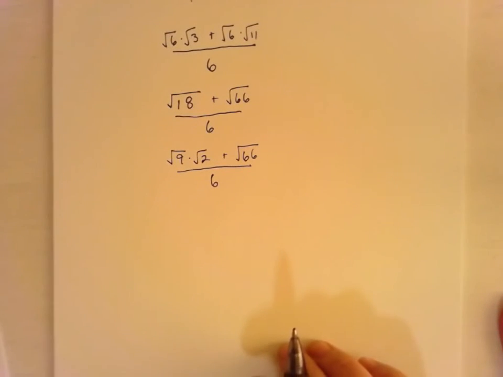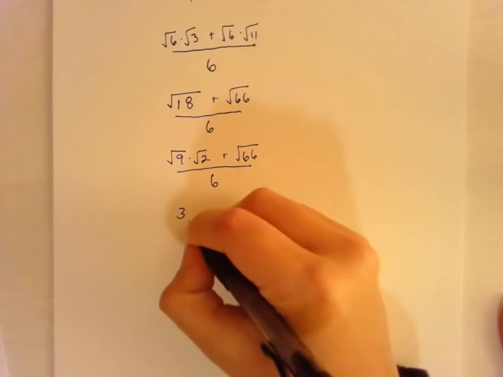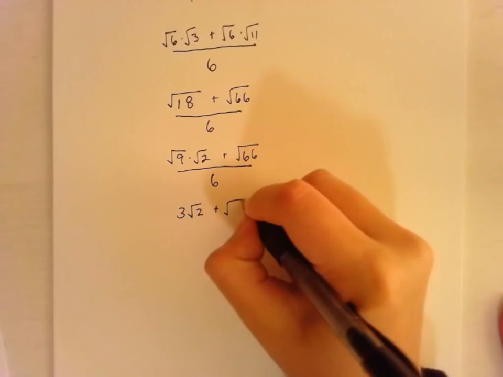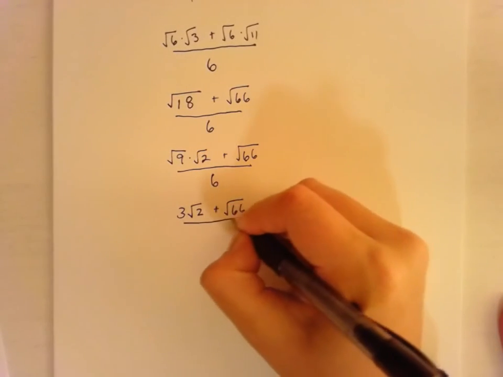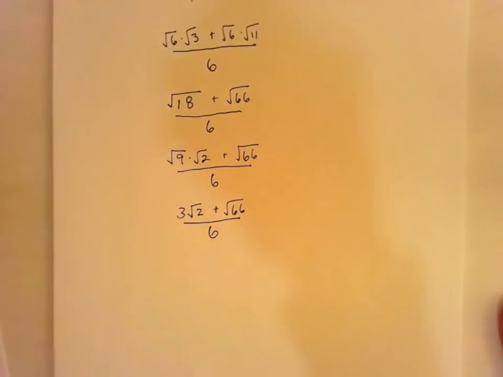I do some simplifying here. I know that radical 9 is just 3, so I get 3 radical 2 plus radical 66 all over 6. And that is all I can do. I'm done.